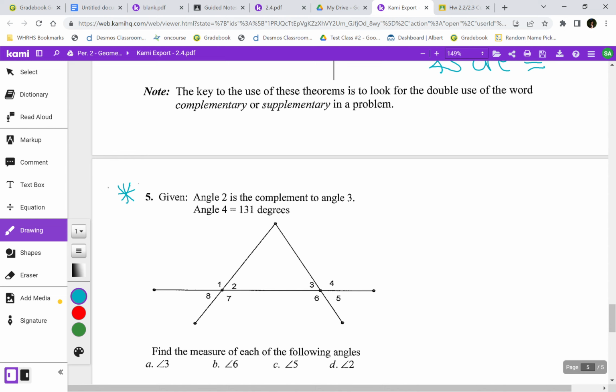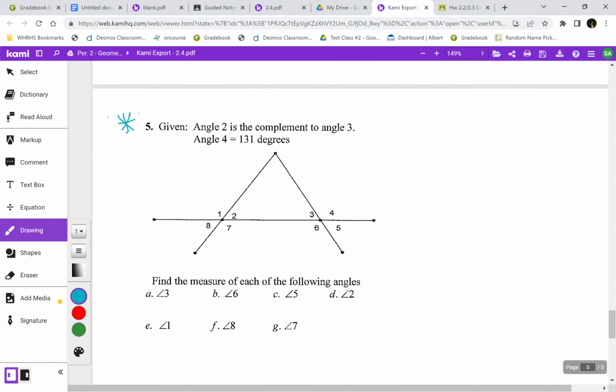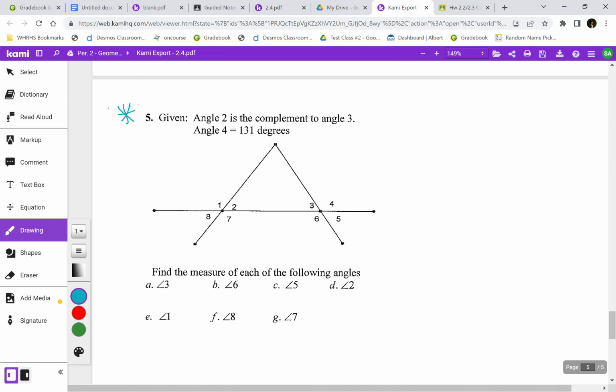This is not a proof. So it says angle 2 is a complement to angle 3, not congruent, complement. For some reason, students mix up the words congruent and complement. If two angles are congruent, aren't they the same? If two angles are complements, what does that mean? They add up to 90. So if two angles are congruent, they're the same. If two angles are complements, they add up to 90.